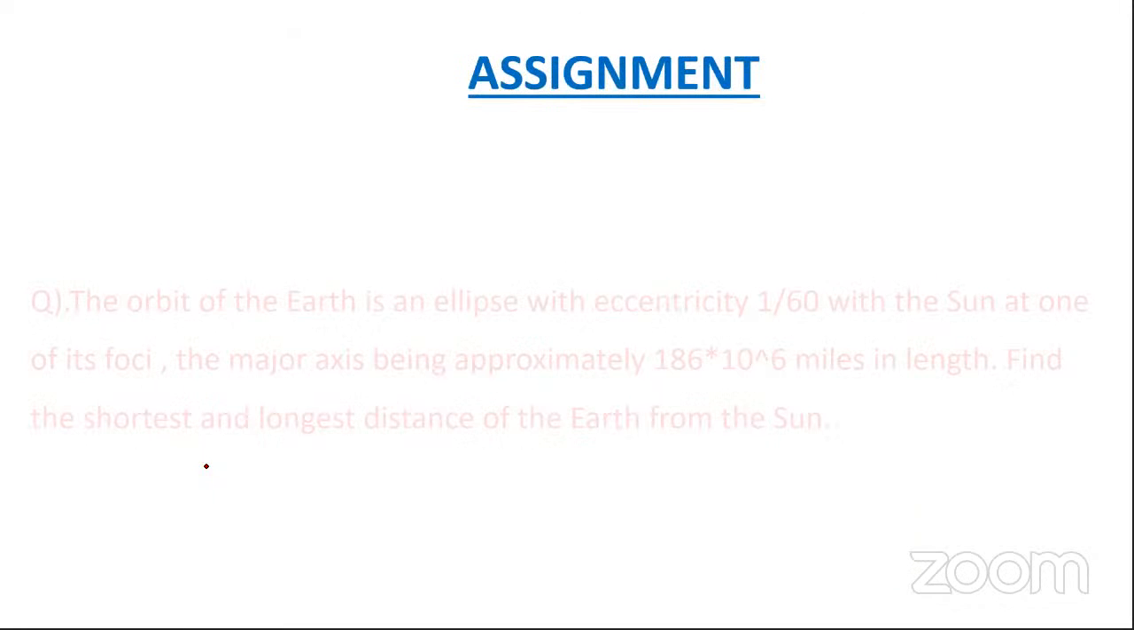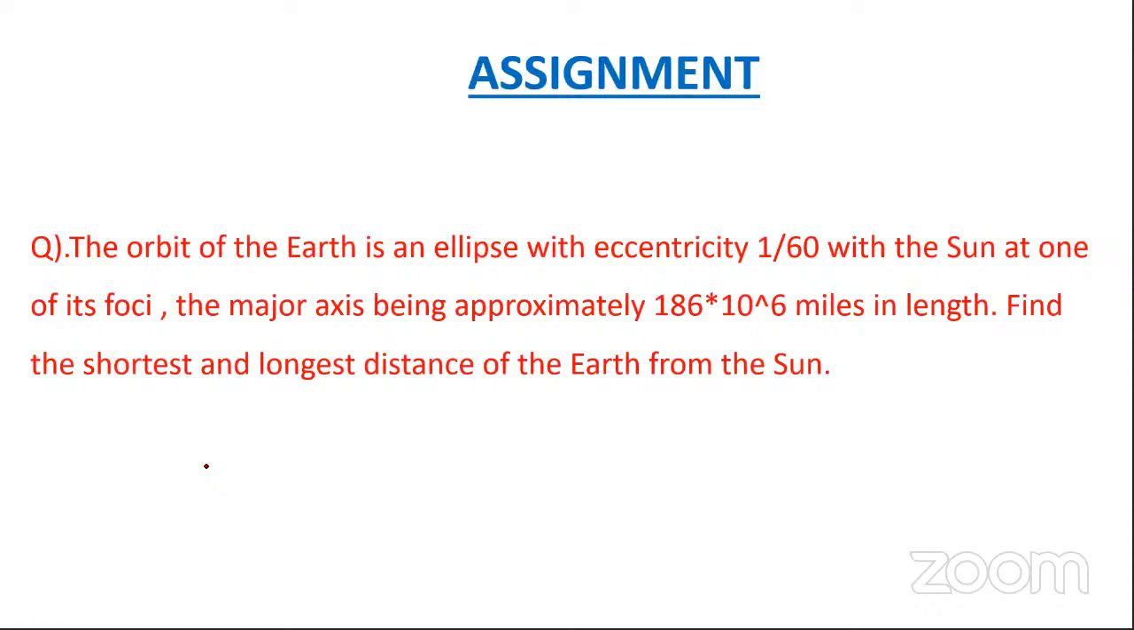So, assignment. The orbit of the Earth is an ellipse with eccentricity 1 by 60 with the sun at one of its foci, the major axis being approximately 186 into 10 to the power of 6 miles in length. Find the shortest and the longest distance of the Earth from the sun. We discussed this in the previous problem. It is the same problem. Here the eccentricity is given. The major axis is nothing but 2a, and he has given that value, so you will get the a value.